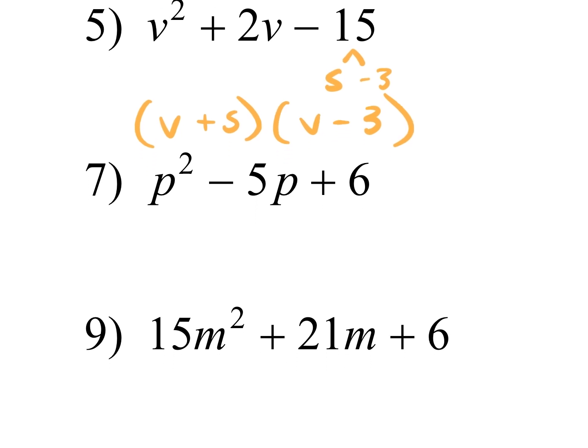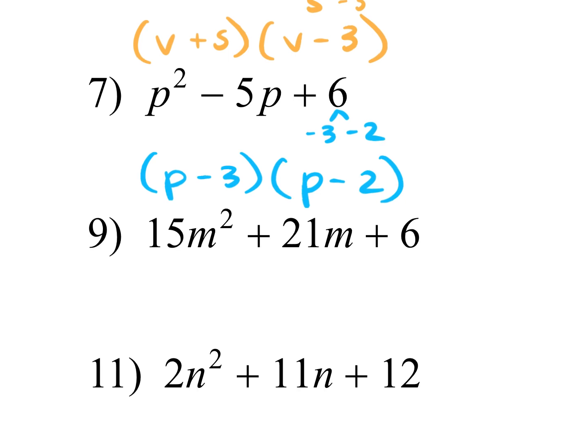For 7, we do the same thing. What are two factors of 6 that add to negative 5? Negative what? Negative 3 and negative 2. That multiplies to positive 6 and adds to negative 5. If you said negative 6 and 1, what's negative 6 times 1? Negative 6. So just be super careful with the signs. So we have p minus 3 and p minus 2.